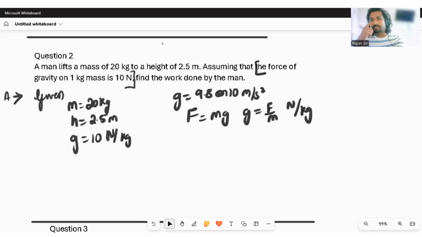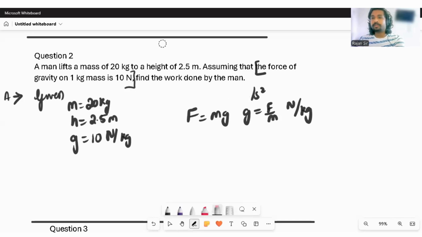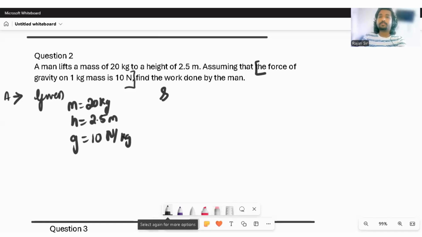Not meter per second square, although if you write that, it is still okay. I hope you understood. So don't get confused over here. It's very important that you understand what is given. Now let's go for the solution.